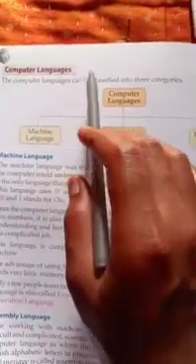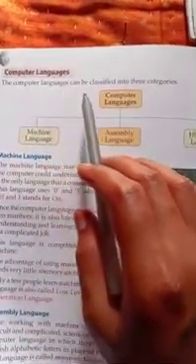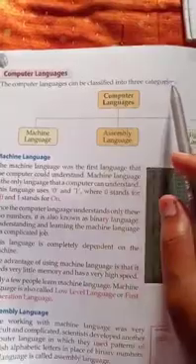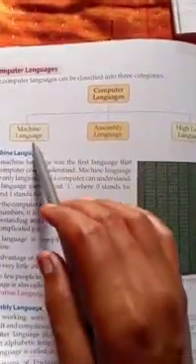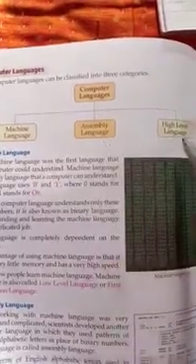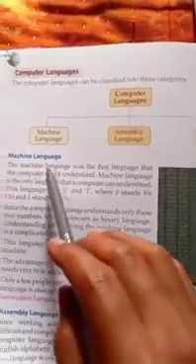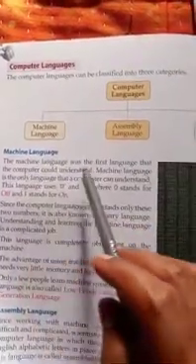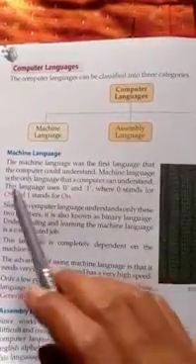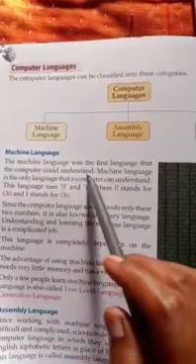So we know about some computer language. The computer language can be classified into three categories. Computer language is divided into three parts: machine language, assembly language, high level language. So first one is machine language. The machine language was the first language that the computers could understand.